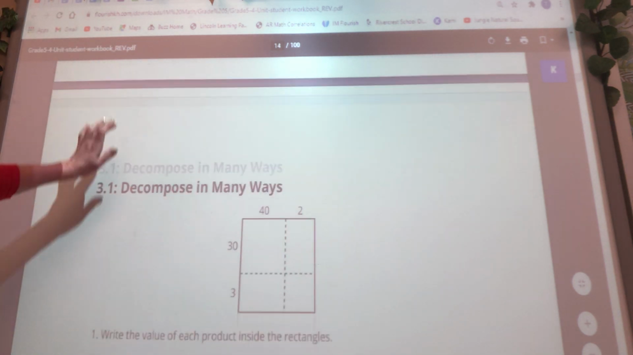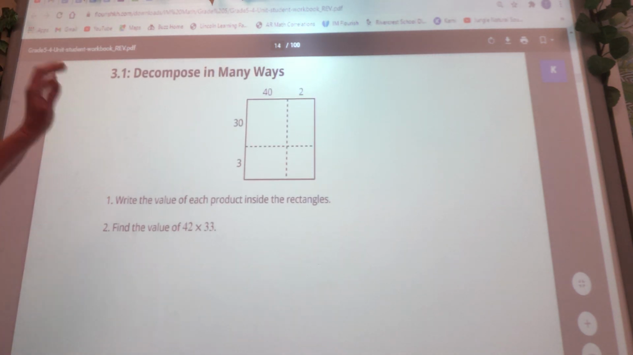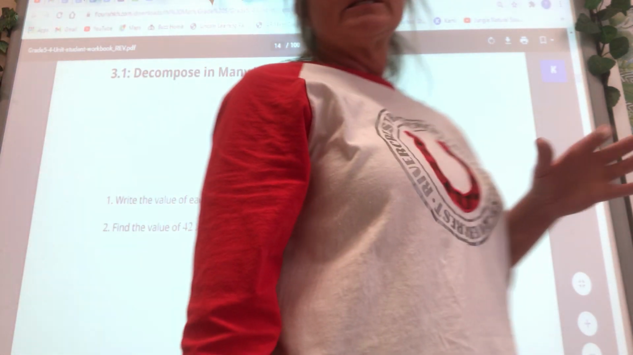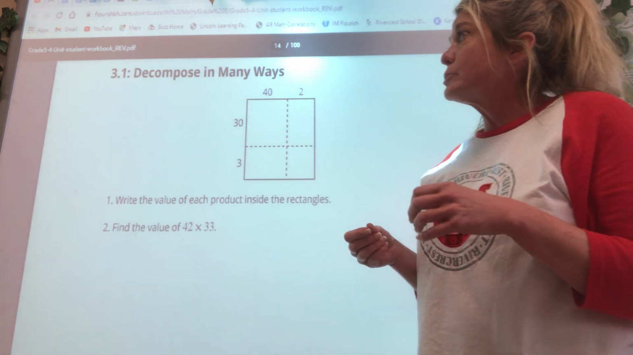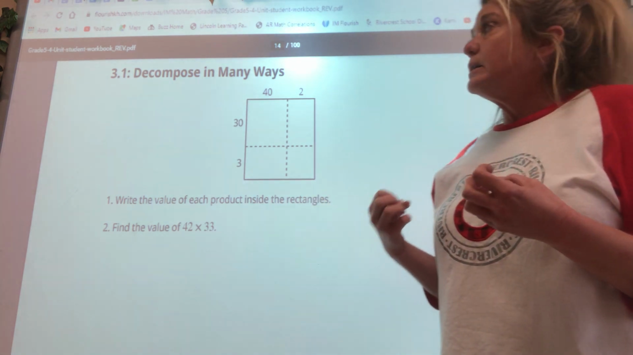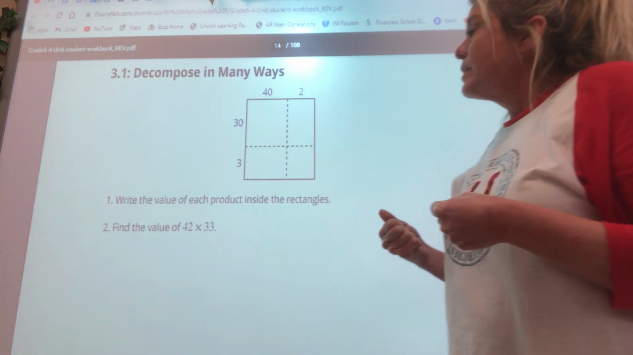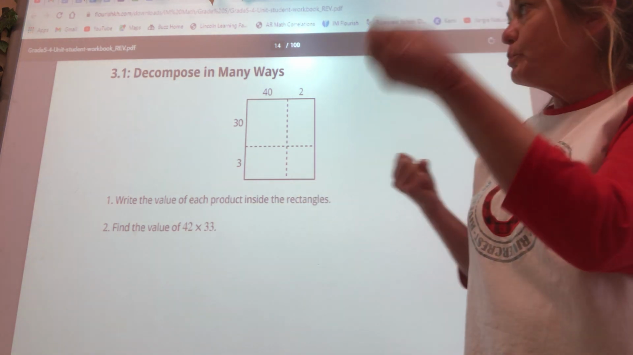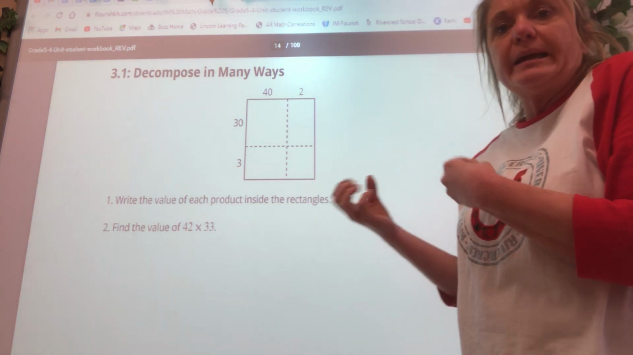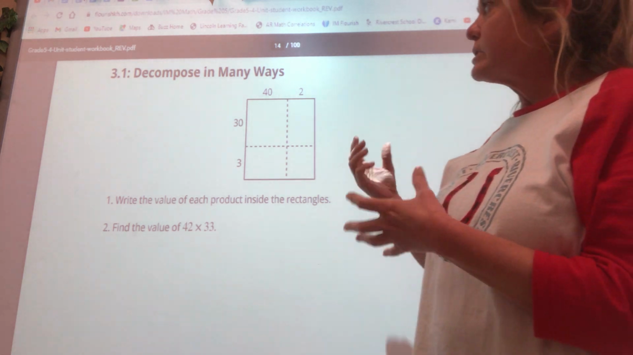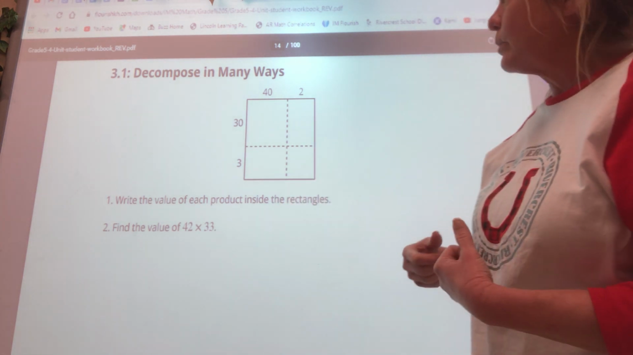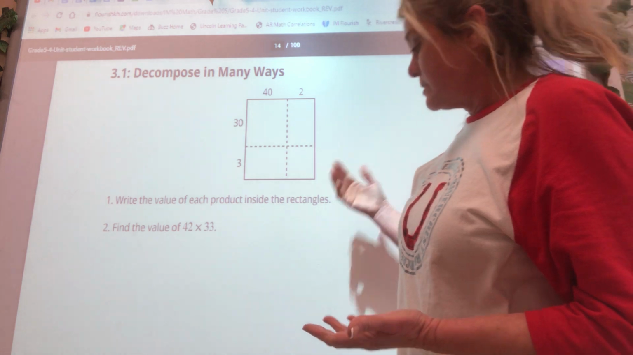Okay, over on the next page, it says we're going to decompose in many ways. Now we know from science, when we were doing science, decomposers, they're the things that come in at the end and decompose, they break stuff down to where it can be reabsorbed by the earth. So when we're decomposing, we're breaking it down. So that's all we're doing to these numbers.